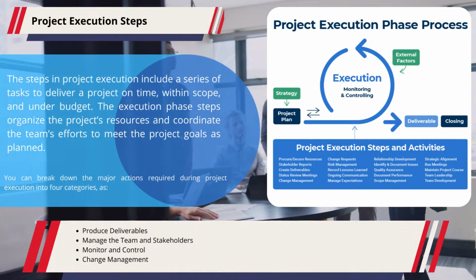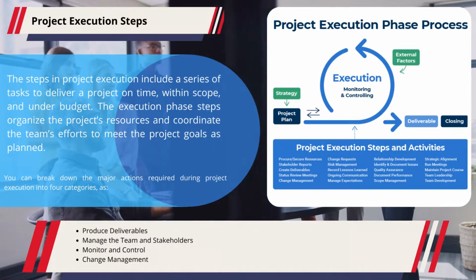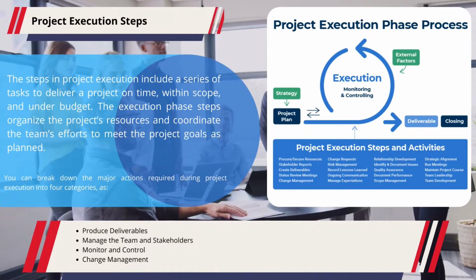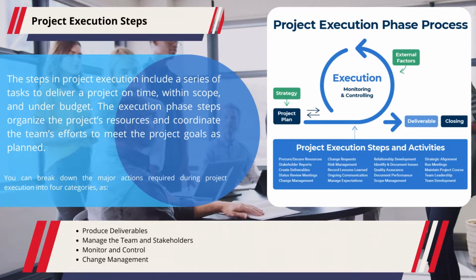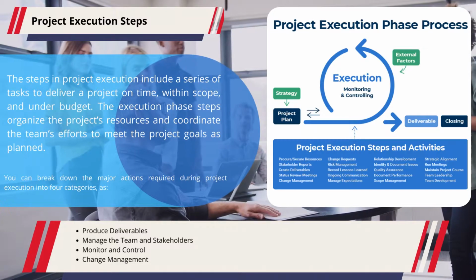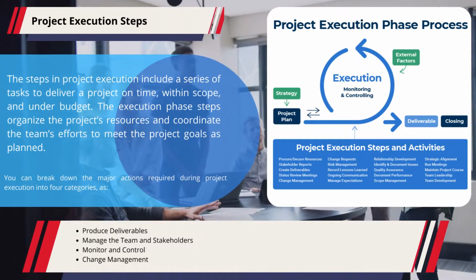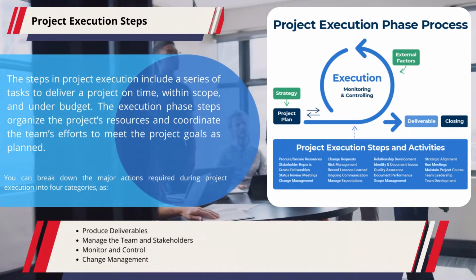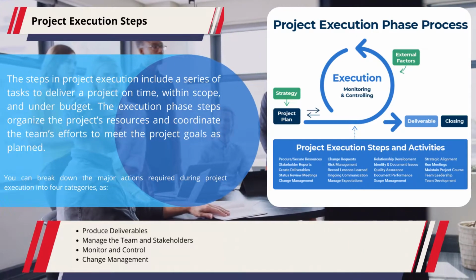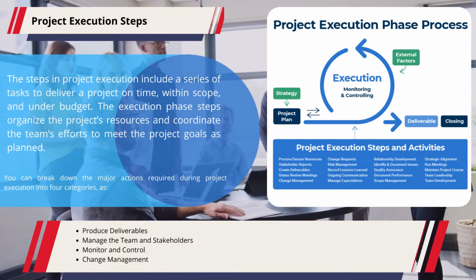What are the project execution steps? The steps in project execution include a series of tasks to deliver a project on time, within scope, and under budget. The execution phase steps organize the project's resources and coordinate the team's efforts to meet the project goals as planned. You can break down the major actions required during project execution into 4 categories: produce deliverables, manage the team and stakeholders, monitor and control, and change management.